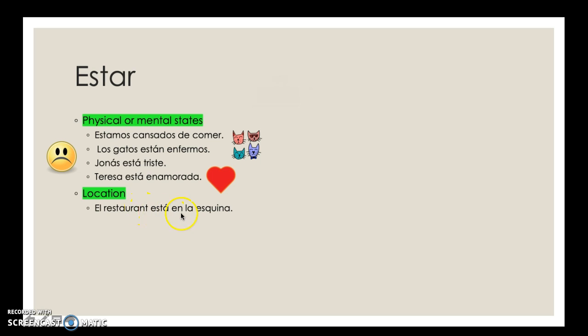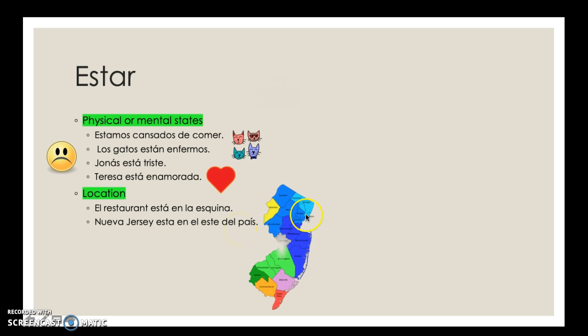Location. El restaurante está en la esquina. The restaurant's in the corner. Nueva Jersey está en el este del país. New Jersey's in the east of the country. There's New Jersey. I'm from Union County. Estoy en el baño. I am in the bathroom.